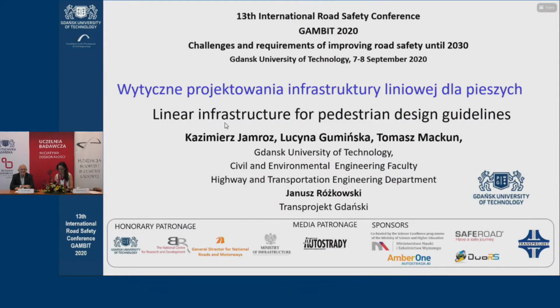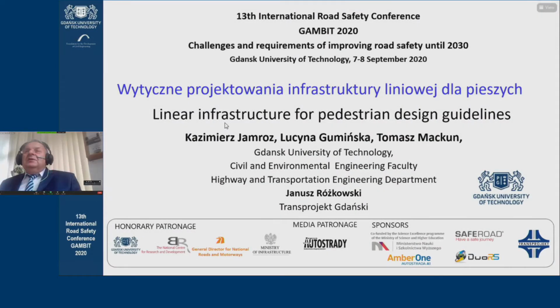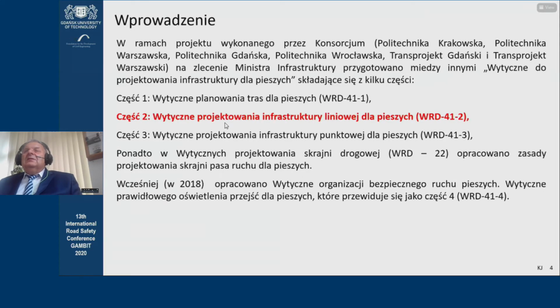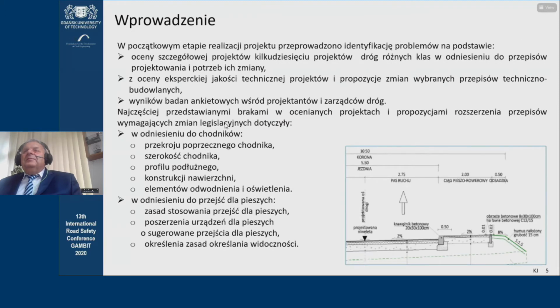This is the one before last, because I'll be summarizing the conference a little later. But a few words about the guidelines for linear infrastructure for pedestrian design guidelines. This is the second part in the set of 3. The fourth is going to consist of the guidelines for lighting.